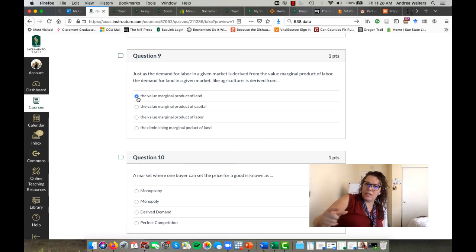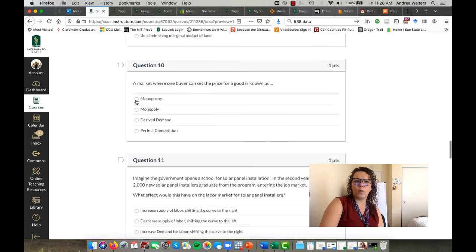And this is just the idea that even though we spent most of our time talking about the value marginal product of labor and labor as the factor of production that we were considering, any other factor of production, land or capital, has the same relationship to its productivity, has the same analysis.